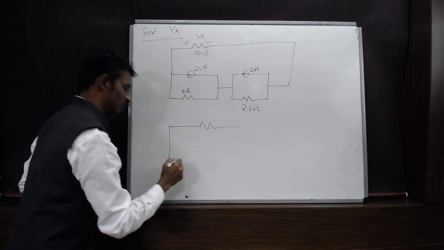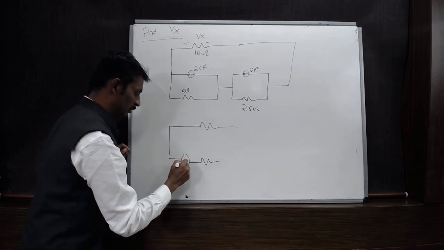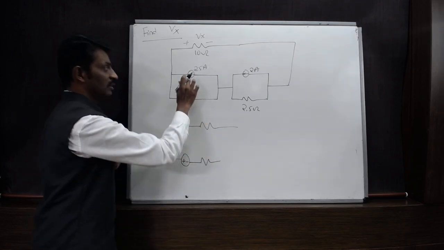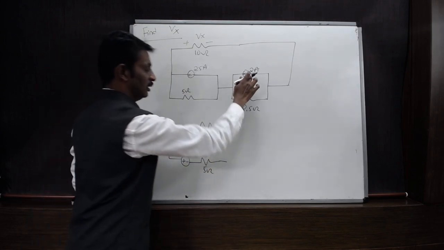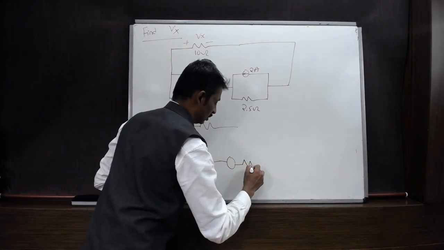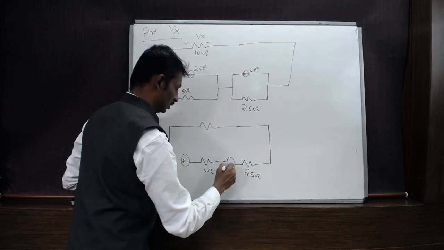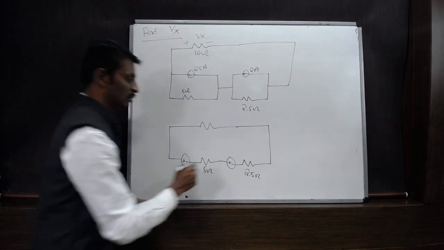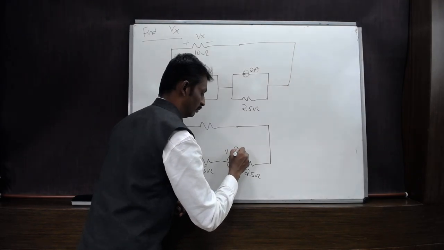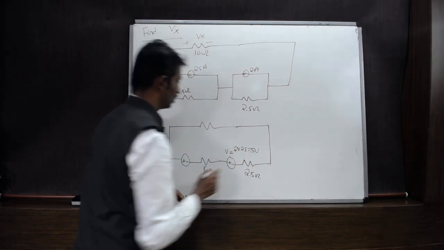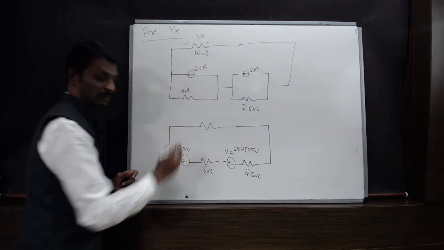Now apply the source transformation, so that the current source in parallel with the resistance will become a voltage source in series with the resistance. The head of the current source will become positive, tail will become negative, and the resistance value will remain the same, 5 ohms. Similarly for this one, it will become a voltage source in series with the resistance of 2.5 ohms. The current will become the voltage source. So this V will be equal to I into R, so 2 into 2.5, which will be 5 volts, and here this will become 5 into 2.5, which is 12.5 volts.